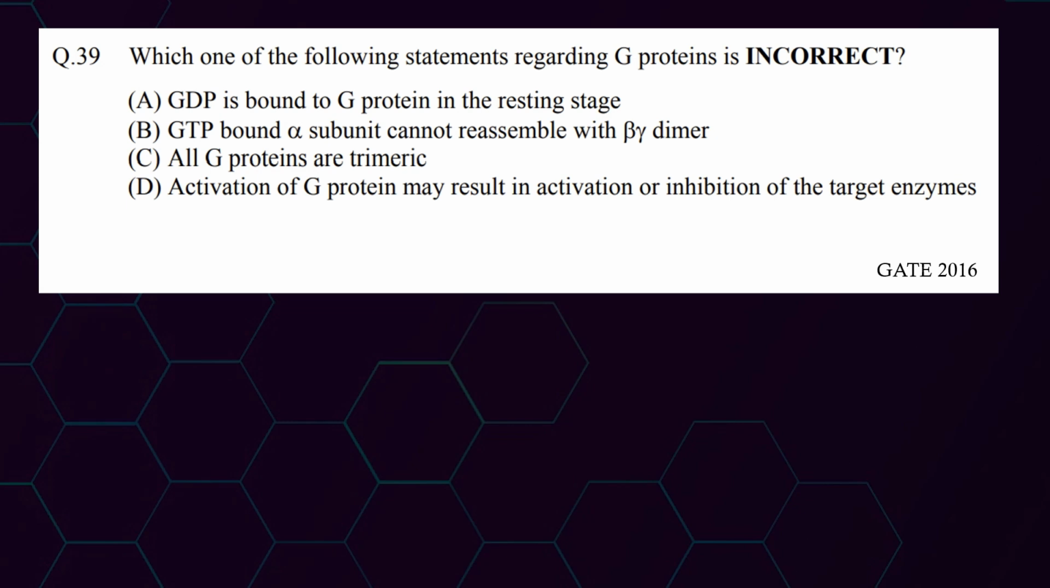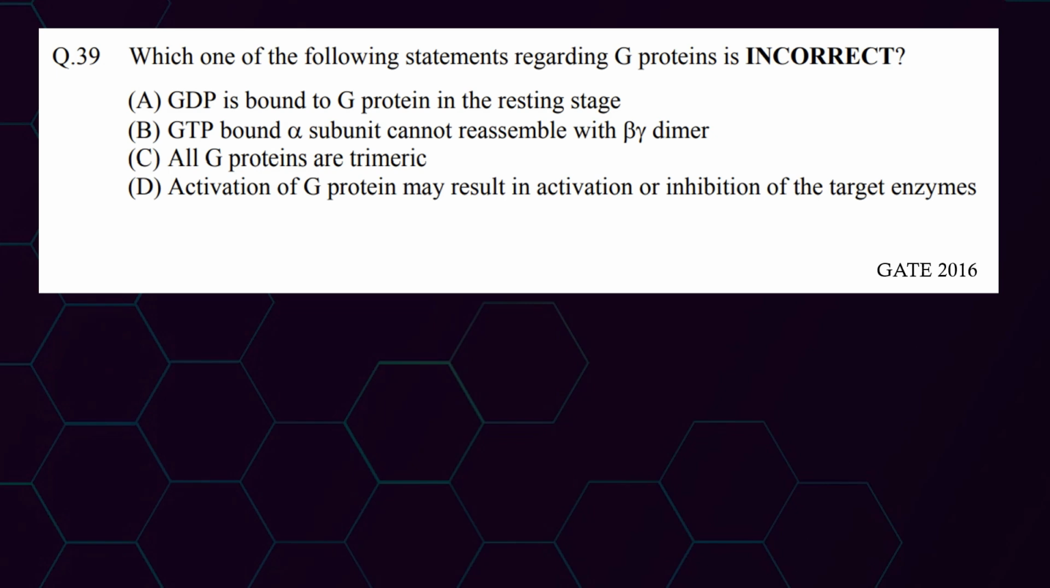Hello everyone, we are solving question number 39 of GATE 2016. It says, which one of the following statements regarding G protein is incorrect? First, GDP is bound to G protein in resting stage. Second, GTP bound alpha subunit cannot reassemble with beta gamma dimer. Third, all G proteins are trimeric. Fourth, activation of G protein may result in activation or inhibition of the target enzyme.